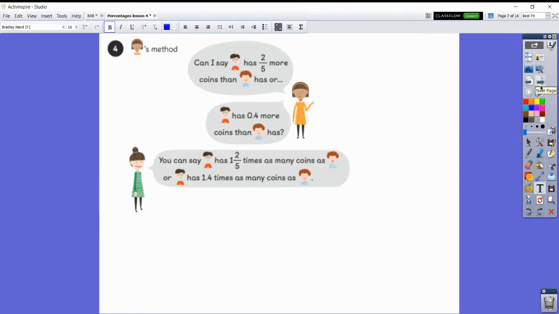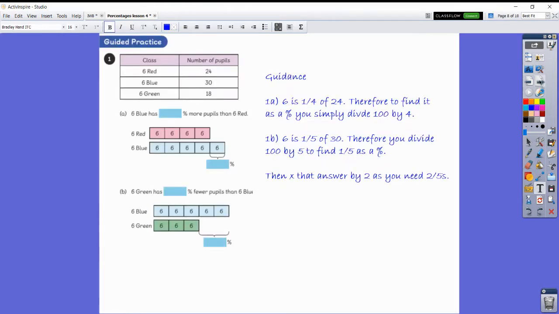So far we've learnt that 10% is divided by 10 because it's 1/10. A quarter is 25%, so you divide by 4. And now for 20%, that's the same as 1/5, so you divide by 5. So we're going to look at the guided practice and I'm going to talk you through each step. So you've got some classes here, 6 red, 6 blue and 6 green. And you've got the number of pupils. So we've got 24, 30 and 18. We're comparing how many more in percentage 6 blue has than 6 red.